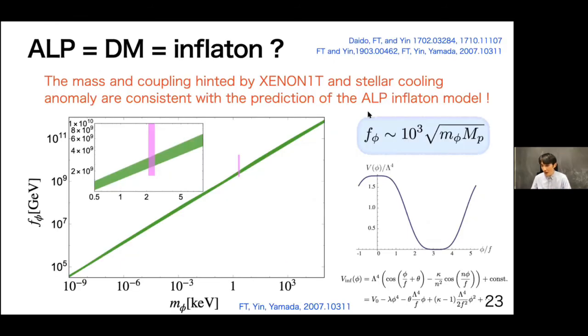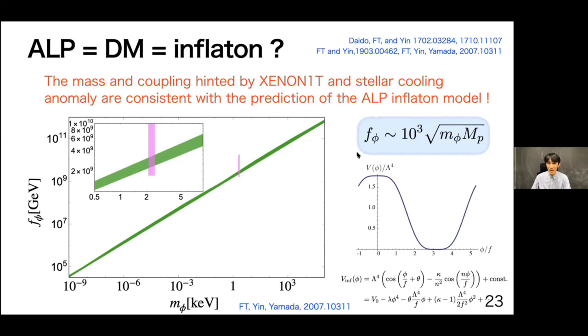Okay. So lastly, let me briefly mention an interesting coincidence, namely the XENON1T XS prefers a particular choice of parameters, namely the mass is around keV and f_a is around 10^9 or 10^10 GeV. And why is that? So actually, this parameter is consistent with the predicted relation between mass and decay constant by the ALP inflation model.